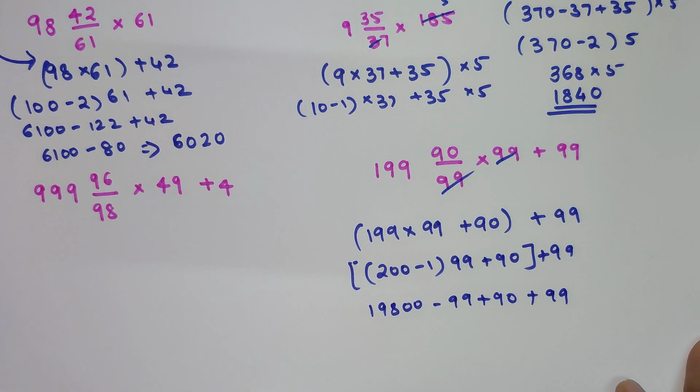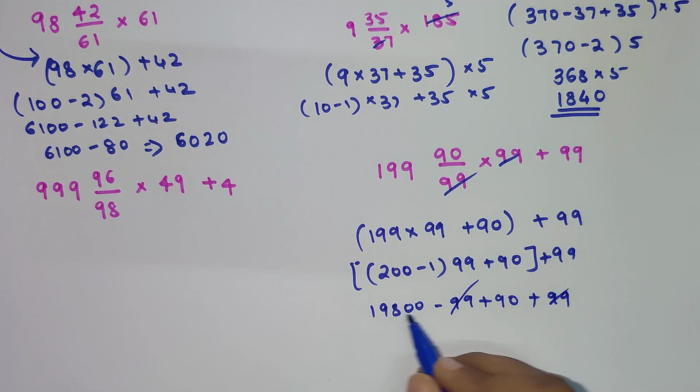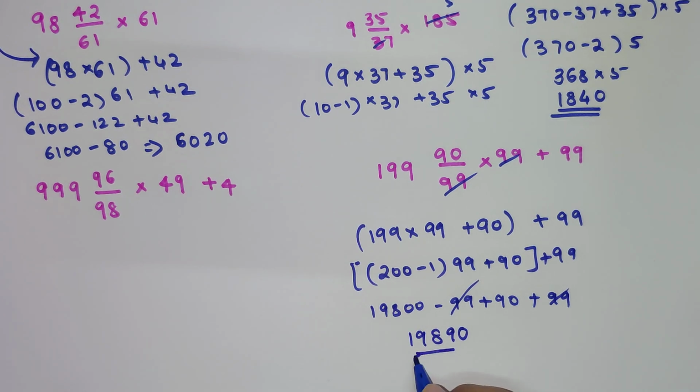Okay, so now here what you can do is this and this will directly cancel. So all you have to do is 19800 plus 90, that is 19890. So you saw how easy this entire question became.